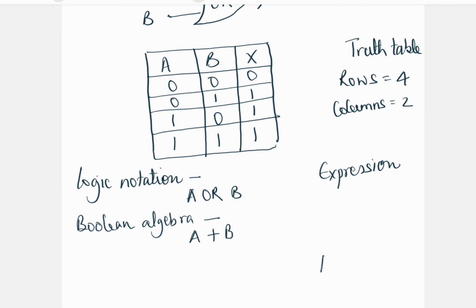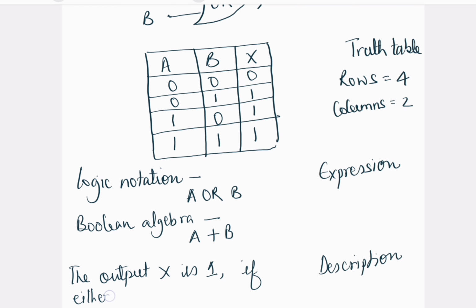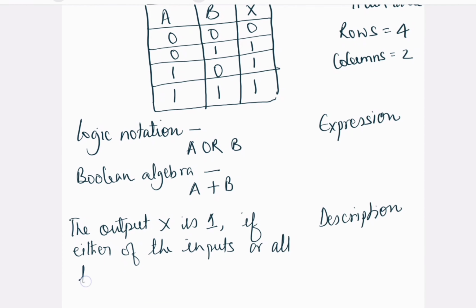So what is the description or the understanding of this OR gate? Let's make a note of this. The output, which is always represented by X, the output X is 1, the output X is true if either of the inputs or all the inputs are 1. I hope this makes it clear for the OR gate.